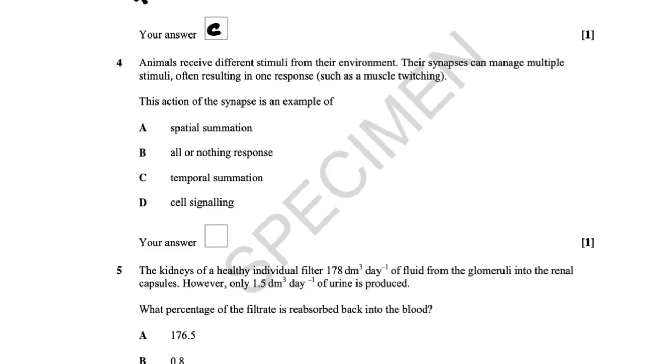Now, animals often receive different stimuli from their environment. Now, if they're receiving different stimuli from their environment, then those stimuli are coming from different receptors. The synapses can manage multiple stimuli, often resulting in one response. So this action of the synapse is an example of, well, it's a spatial summation because it's integrating stimuli, messages from many different receptors at the same time.